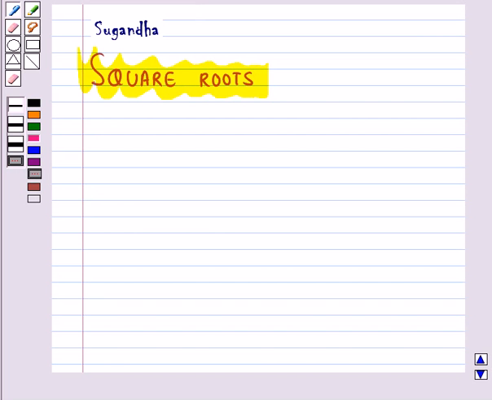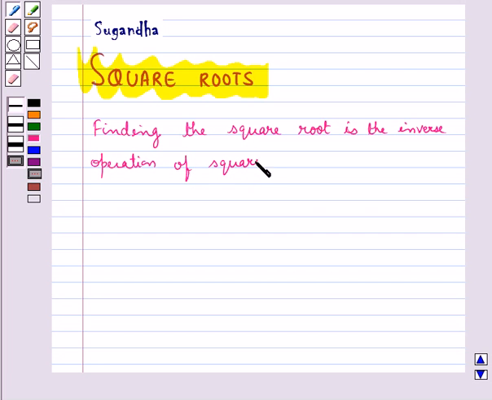We know that the inverse operation of addition is subtraction and the inverse operation of multiplication is division. So we say that finding the square root is the inverse operation of squaring.